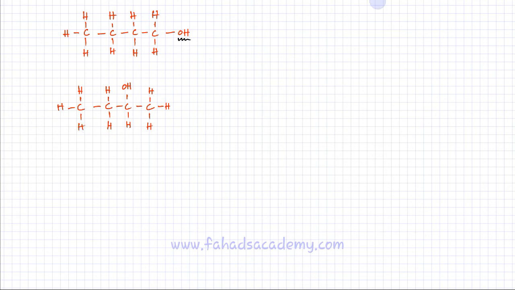You can see for yourself that the OH group position has been changed. It was at carbon number 1 first, now it's at carbon number 2. So this is another example of positional isomer, and let's name the two. This is butanol. This is the first isomer, and this is the second isomer. This is butanol.